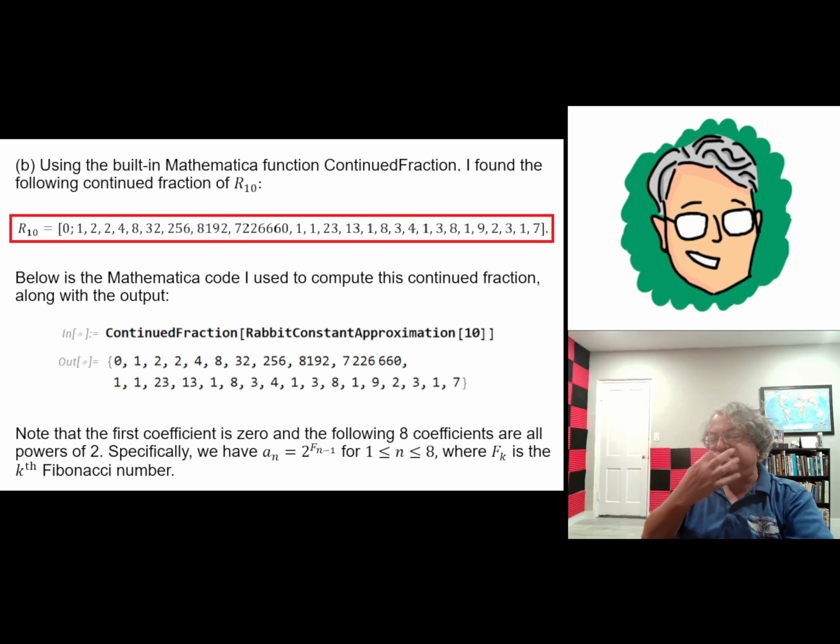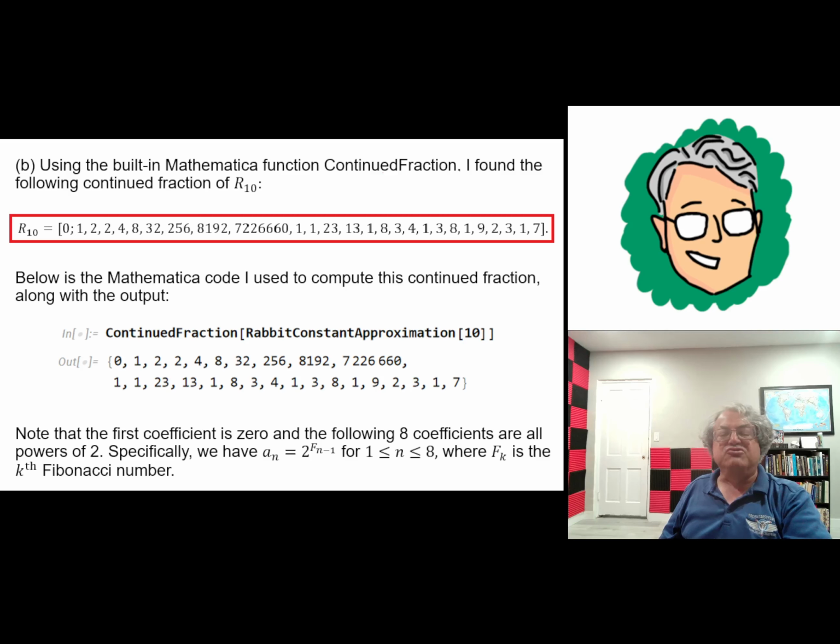And if you look at the way it starts, here you can see the powers of 2, the 2 to the power f sub n minus 1, it turns out. So, the first coefficient, like I said, is always 0, but then after that, the next 8 coefficients at least, these are the ones that are also the continued fraction coefficients of R. So it starts out 1, 2, 2, 4, 8, 32, 256, and 8,192.